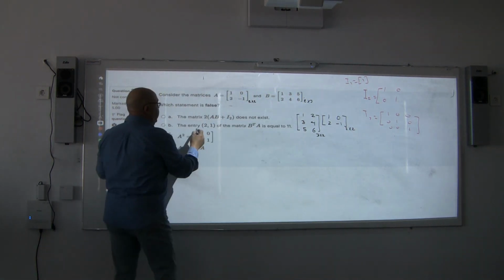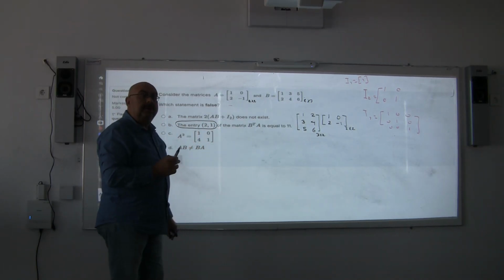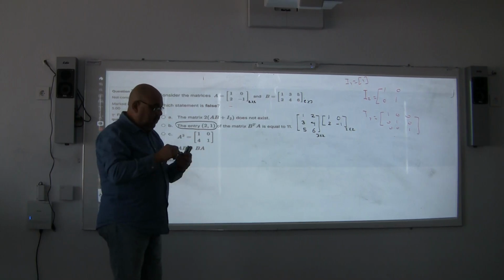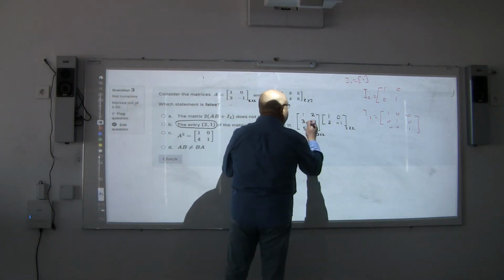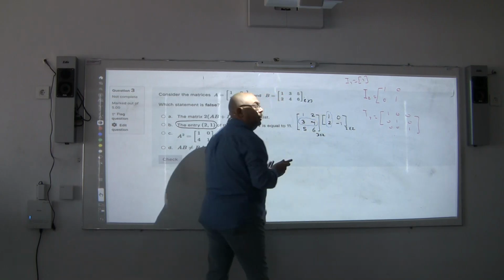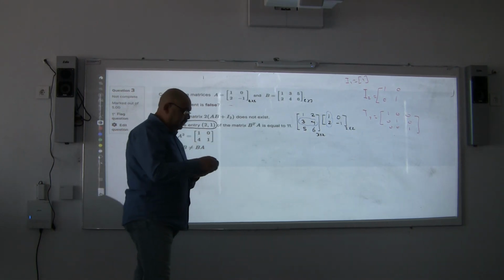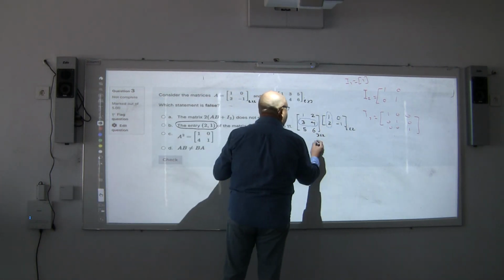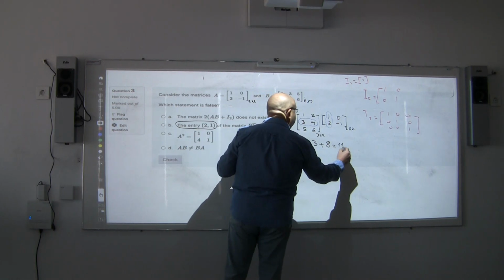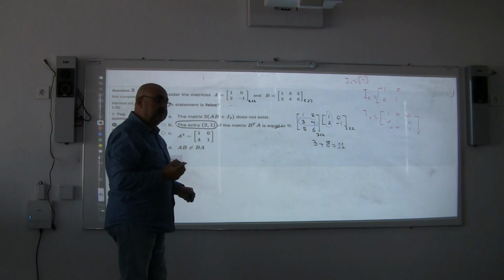I need to define the entry 2 and 1. How to get the entry 2 and 1? It means I will get the second row times the first column. So I'm targeting these values: second row times first column. What is the value? That is the entry 2 and 1. Okay, evaluate it: 3 times 1 plus 4 times 2, which is going to come up to, that means that this statement also, I'm not going to choose it.